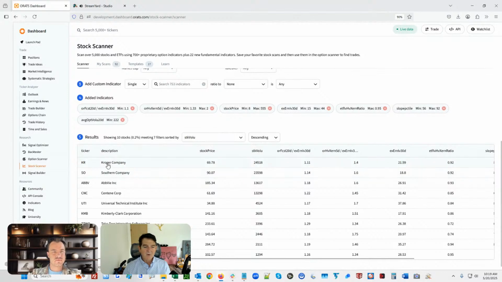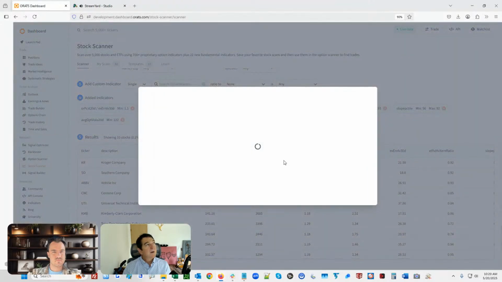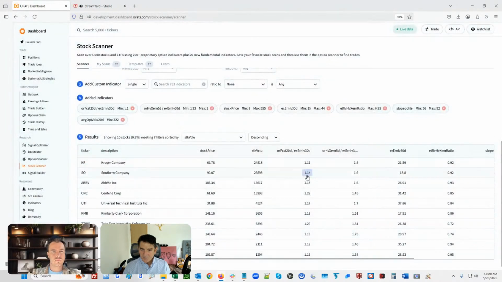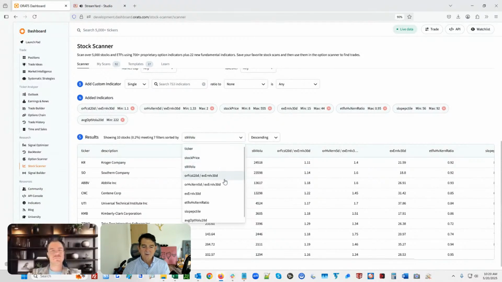If we look at Kroger, we could see that the forecast of volatility is higher than the actual volatility. And when you click on that, you can see where it's been historically. So it's a handy item to see what these stocks are looking like. That was one of our conditions, that we needed the ORATS forecast to be higher than the implied. I'm actually going to sort on that.